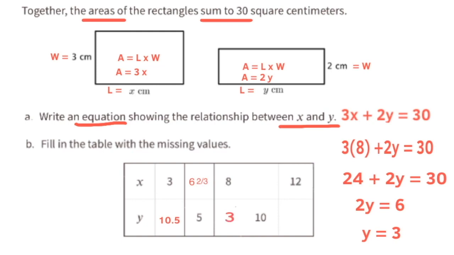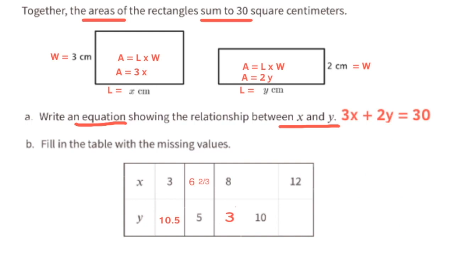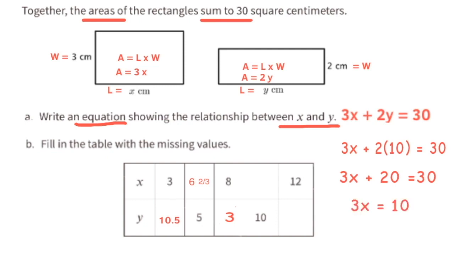Next, they give us 10 as the value for y. In this case, we need to substitute the y with 10. So now the equation reads 3x plus 2 times 10 equals 30. Since 2 times 10 is 20, the equation reads 3x plus 20 equals 30. We'll have to subtract 20 from both sides of the equal sign, and we're left with 3x equals 10.